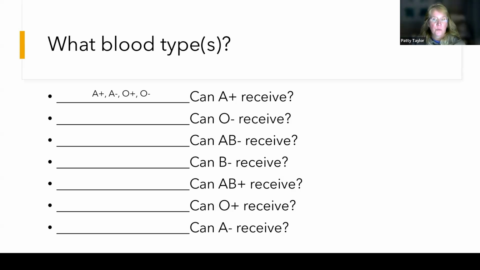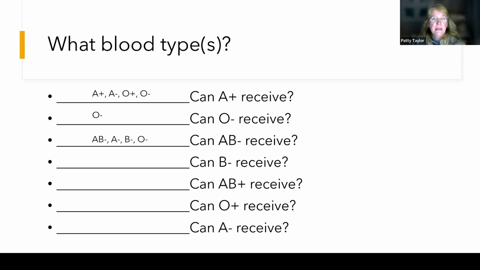What did you get for the next one? What blood type can O negative receive? Only O negative, right? This is limited because we carry an anti-A and an anti-B antibody, and we would build against anti-Rh upon exposure. So yeah, we can't really get any of those other antigens.